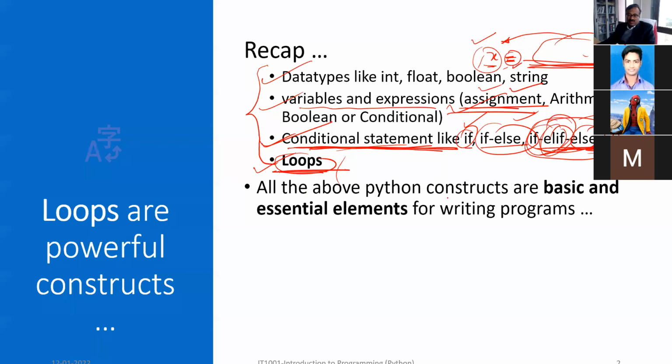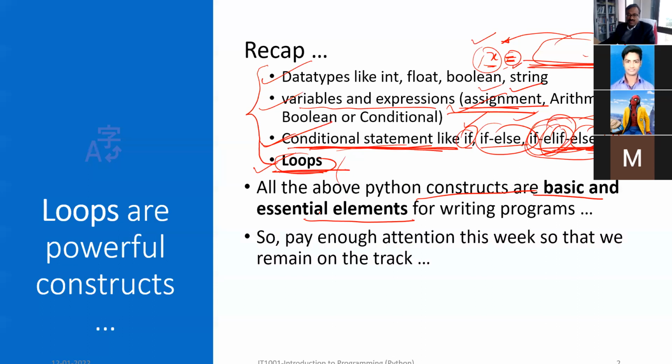So as I said, all the above Python constructs are basic and essential elements for writing programs, right? So you must be paying enough attention to make sure that this week and the previous week all together, this experience allows you to be somewhat comfortable in writing programs. Obviously, we are writing small programs, so that's not a problem at this point of time, because soon we will start writing bigger programs. But you will see that most or all of these programs typically make use of these basic building blocks, basic constructs.